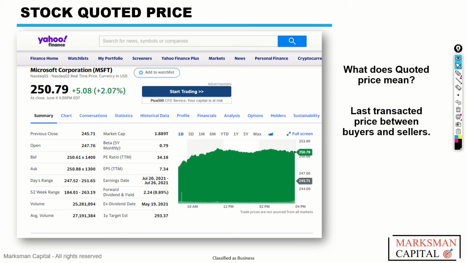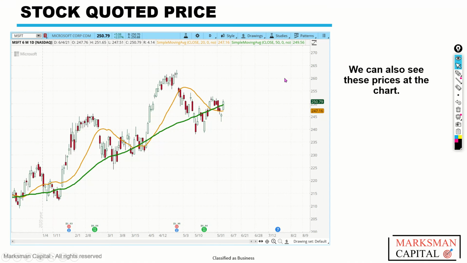So let's say, for example, if you open up a website, Yahoo Finance, and if you go to Microsoft Corporation ticker symbol, you would find there is a stock price quoted. So what does the stock price quoted mean? This means this is the last transacted price between buyers and sellers. You can also find that in the charts, and every time you see a chart, you have to look at the right hand side, highlighted here in green, or depending on what are the setups in your chart.